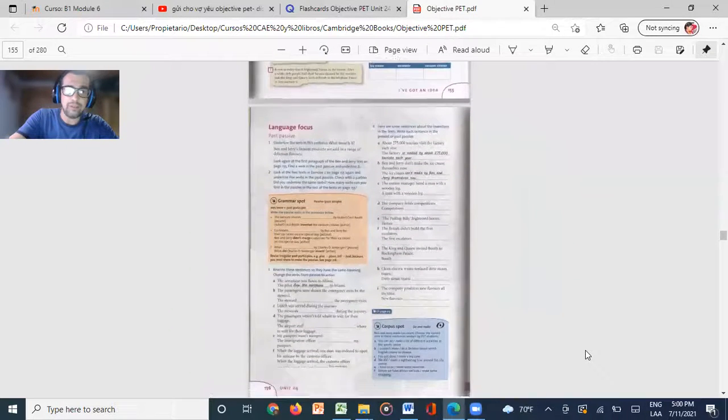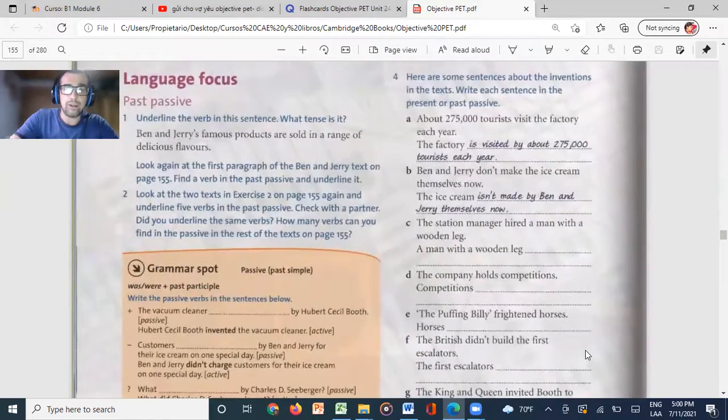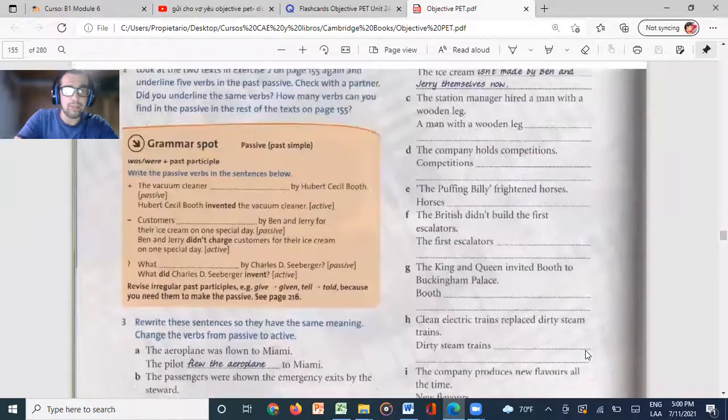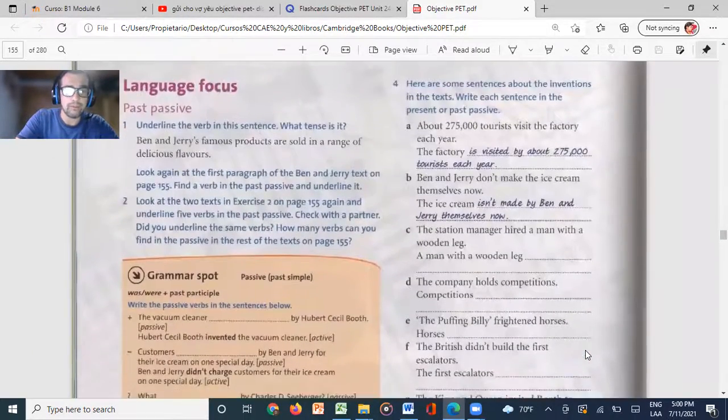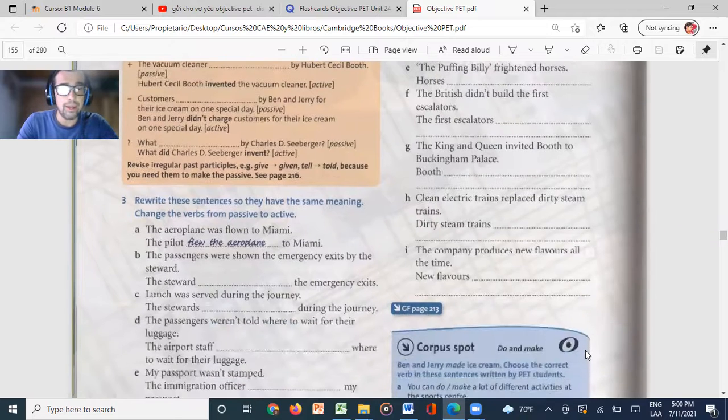Okay, let's go back to our unit. We now are going to practice a little bit of the passive that we just learned today. So over here, page 156 is about our passives. Just work on that. For example, where it says Grammar Spot, it says write the passive verbs in the sentences below, was or were plus the past participle. And then number 3 will be the same. We write these sentences so they have the same meaning. Change the verbs from passive to active. So now this one is backwards. We need to change it from passive to active.